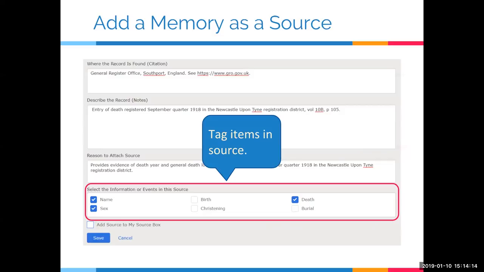And then we actually covered where these tagged items show up in an earlier webinar, but just to review that, for instance, on this one, we've tagged this to the person's name. And if you were to go to the person page and click on the name in the vital information section, this source would show up on the right-hand side because it was tagged to the name. So that's a really nice feature, that you can immediately see what sources pertain to what pieces of information for any particular person in Family Tree.